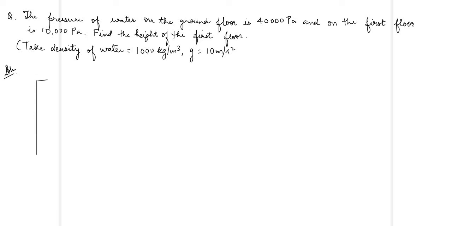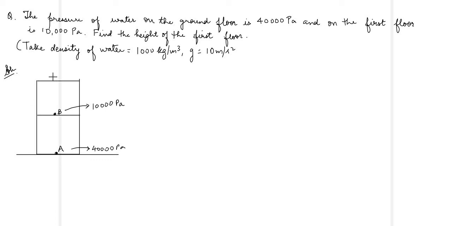So see, this is a building, right? This is the ground. So the pressure on the ground floor, say at point A, which is on the ground floor, the pressure at point A is 40,000 Pascal. And say this is the first floor. Here, say this is point B, which is on the first floor. The pressure on the first floor is 10,000 Pascal.